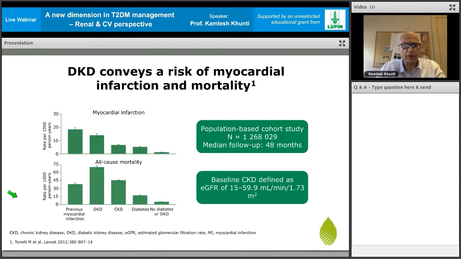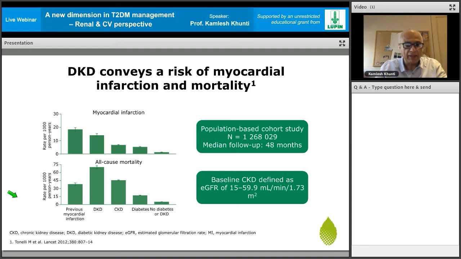This is some more data looking at myocardial infarction and mortality. So top is myocardial infarction. This is a really nice study comparing, is DKD equivalent to myocardial infarction? So these are people with previous myocardial infarction here. And these are people with either DKD, CKD, diabetes, or no diabetes or DKD. So if we look at this, if people have diabetic kidney disease, it's nearly equivalent to someone who has had a previous myocardial infarction in terms of another myocardial infarction.